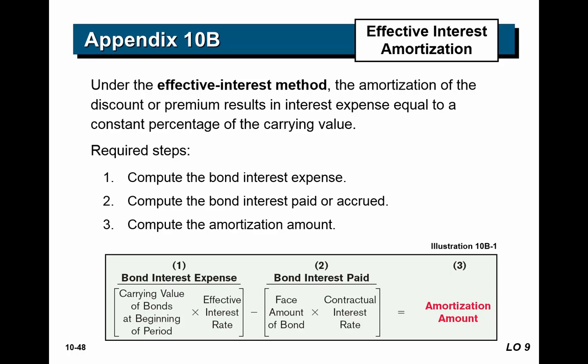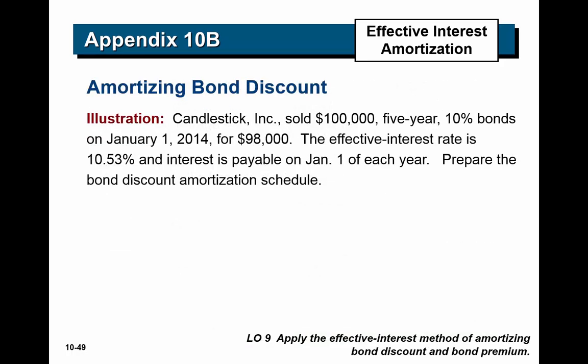All right, the other method is what's called the effective interest method. Under the effective interest method, the amortization of the discount or premium results in interest expense equal to a constant percentage of the carrying value. For a lot of problems, they will give you this amount, but sometimes you have to calculate it. Here are the steps: compute the bond interest expense, compute the bond interest paid or accrued, and compute the amortization amount.